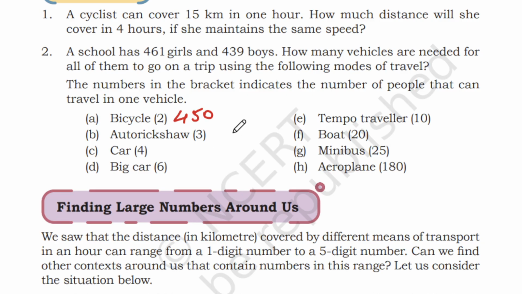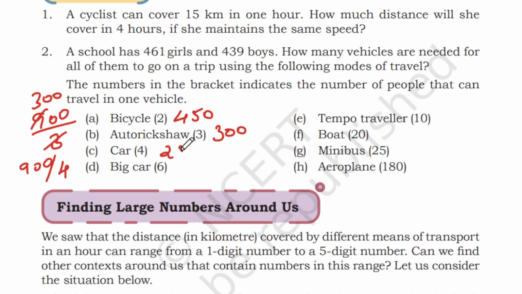Next we have auto rickshaw. How many members? So 900 divided by 3. 3 threes are 9, then 0, so 300 students. Next we have car, again 900 divided by 4. 900 divided by 4, you'll get 225. And for big car, it's 900 divided by 6. So that is 150. Next you have tempo traveler, again 900 divided by 10.